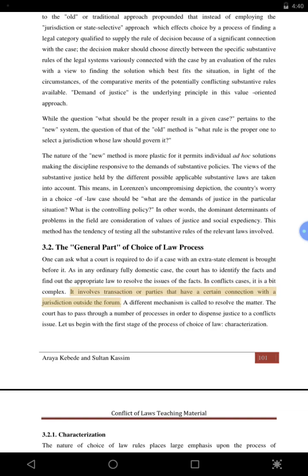It involves transactions or parties that have a certain connection with a jurisdiction outside the forum. A different mechanism is called to resolve the matter. The court has to pass through a number of processes in order to dispense justice to a conflicts issue. Let us begin with the first stage of the process of choice of law: characterization.